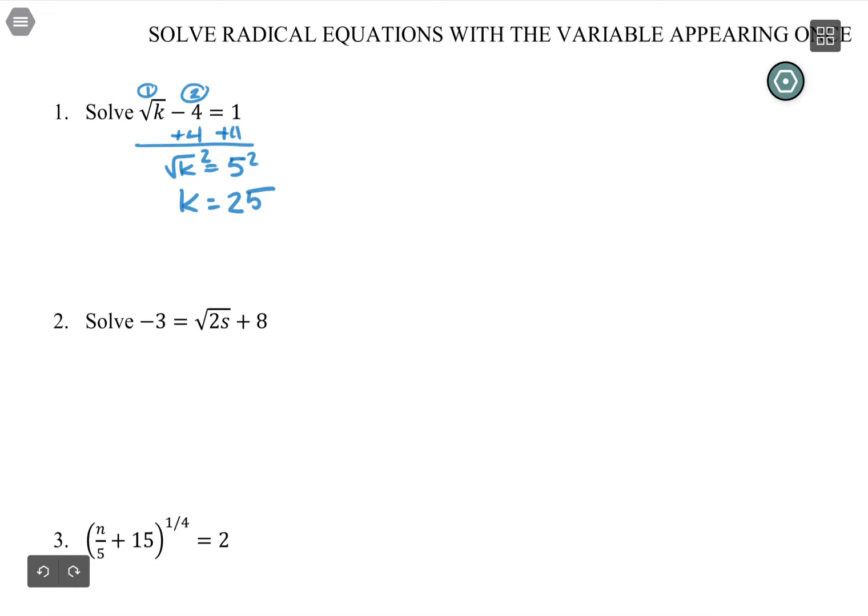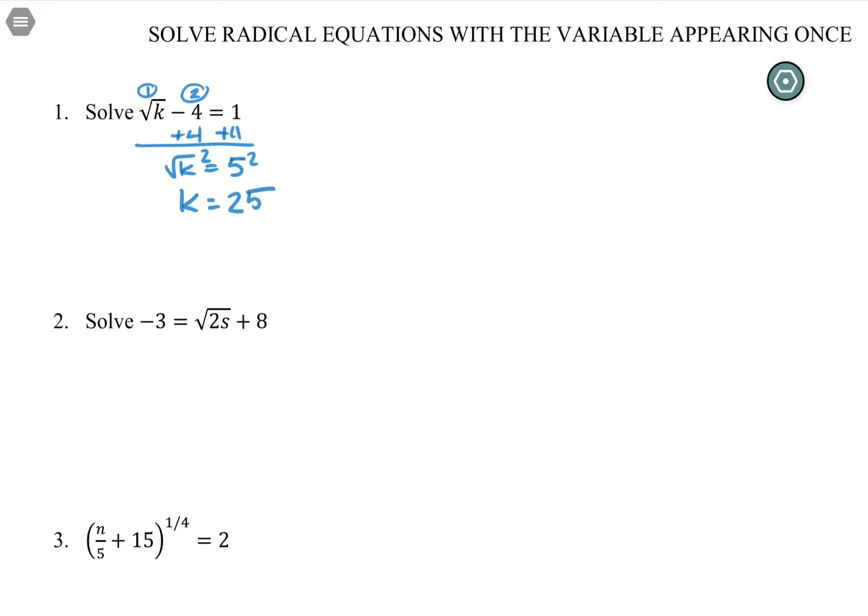Okay, so two warnings about this. One is just be thoughtful about that step. You're square rooting. How do you get rid of it? You square. I think people know that, but it's really easy to just go on autopilot, and people want to get rid of the square root by square rooting the other side, and that doesn't work. We've got to do the opposite.